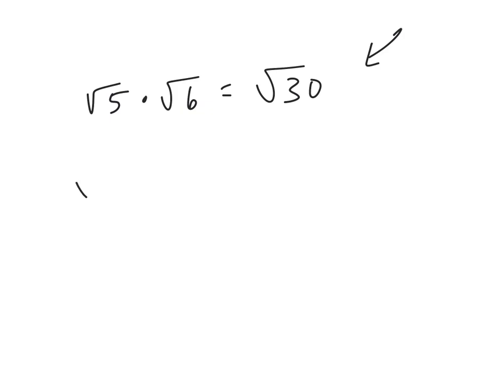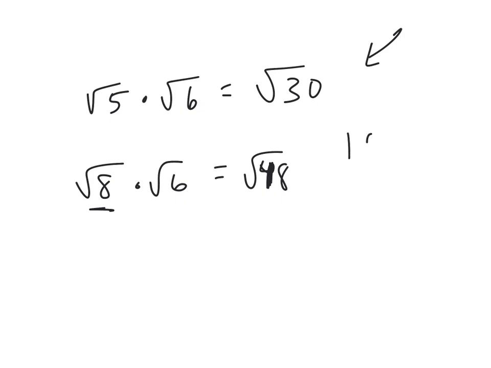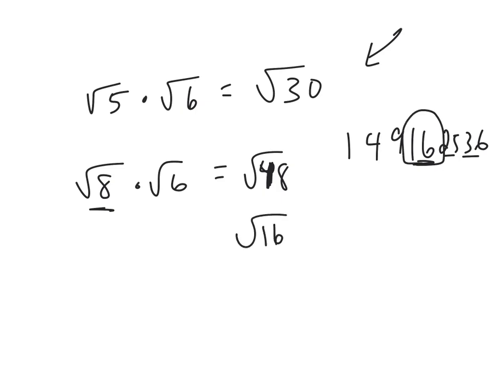Okay, what about radical 8 times radical 6? That'd be radical 48. Now, I'm guessing that that's reducible because this is reducible. But let's see here. 1, 4, 9, 16, 25, 36. 36 doesn't go in. 25, 16. I think it goes in 3 times. So it'd be 4 radical 3.